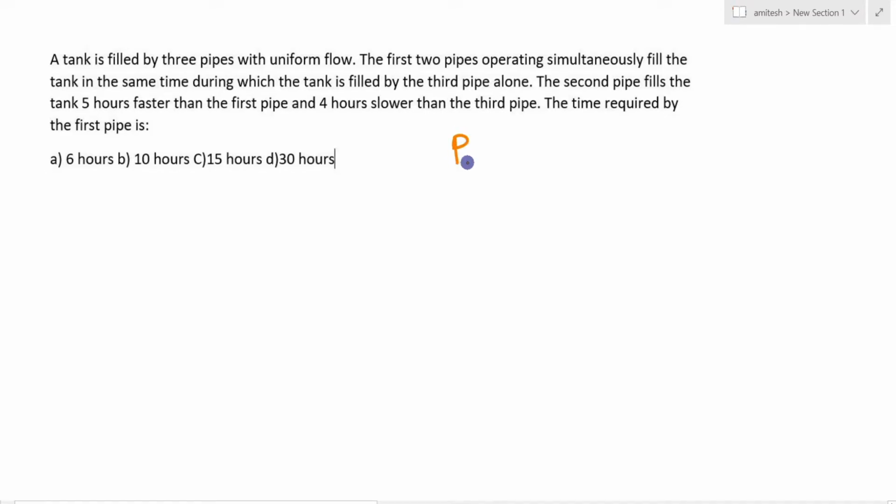There are three pipes, let's say P1, P2 and P3. It is given that the time taken by P1 plus P2 is equal to time taken by P3. Right? Now, if you focus on the second part of the question, it is saying that the second pipe fills the tank 5 hours faster than the first pipe. So assume that the time taken by pipe P2 is x hours.